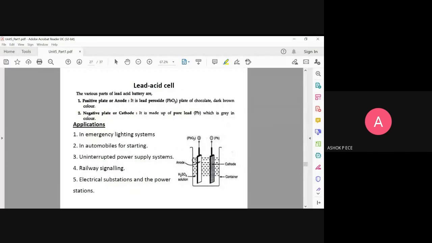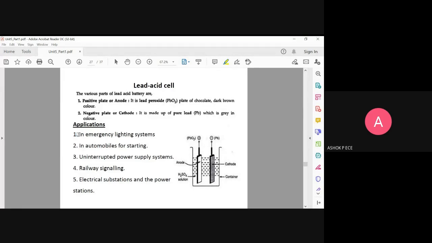So, lead acid cell. See here, the lead peroxide, PbO2, is going to be the anode, and lead is going to be the cathode, and the electrolyte is going to be H2SO4, sulfuric acid solution. By using this combination, you are going to generate a lead acid cell, and it is going to be a secondary cell, or I'll say it is a reversible cell. You can reuse it and charge it and use it again and again.